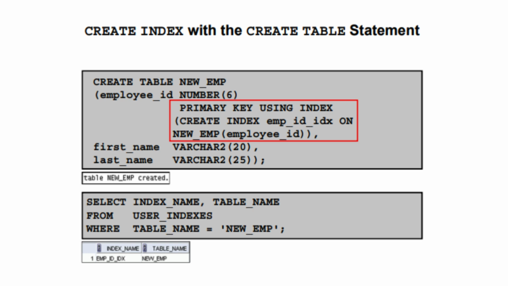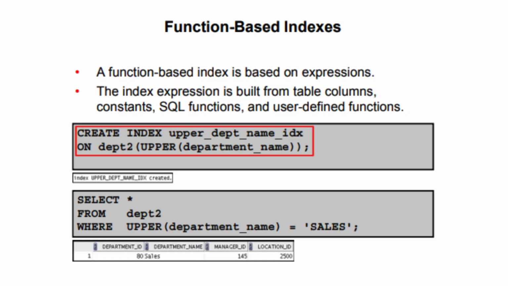In the example in the slide, the create index clause is used with the create table statement to create a primary key index explicitly. You can name your indexes at the time of primary key creation to be different from the name of the primary key constraint. You can query the user_indexes data dictionary view for information about your indexes. Function-based indexes defined with the upper column_name or lower column_name keywords allow non-case sensitive searches. The Oracle Server uses the index only when that particular function is used in a query.